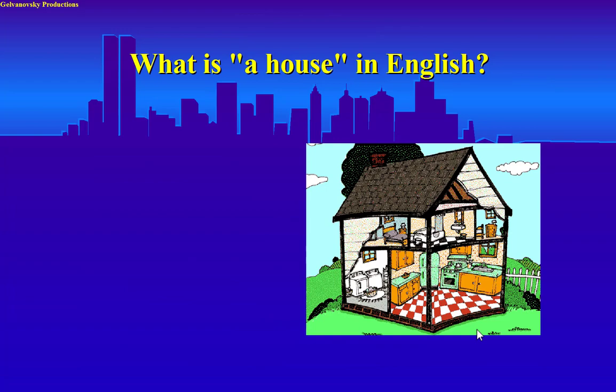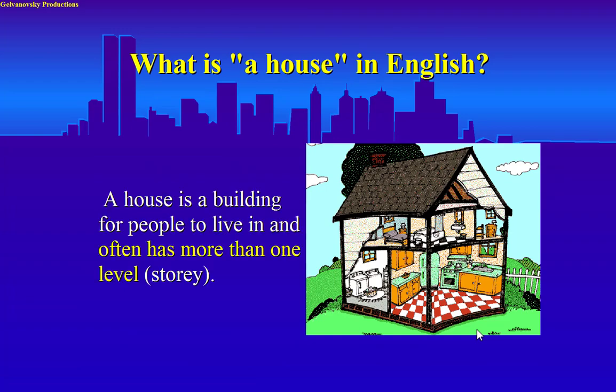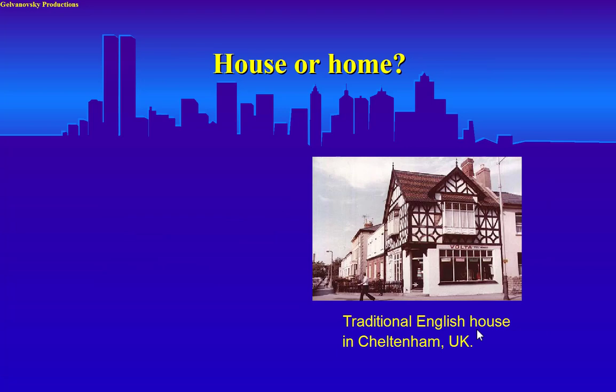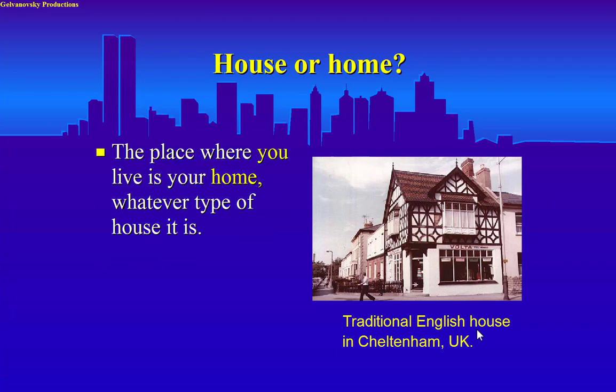First, what is a house in English? A house is a building for people to live in and often has more than one level or story. What is the difference between a house and a home? The place where you live is your home, whatever type of house it is. And a house is somebody else's home.